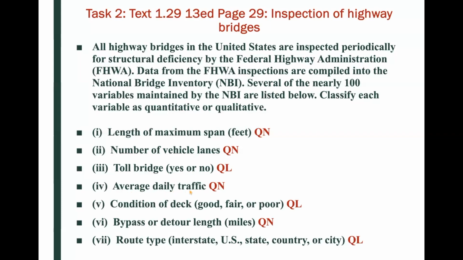Average daily traffic. That's going to be quantitative because that is numerical. Condition of deck. We have 3 categories here, whether it's good, fair, or poor. So that's going to be qualitative. Bypass or detour length. That's going to be in miles, so that's also quantitative. And then route type: interstate, US, state, county, or city. So here are different categories. So that's going to be qualitative.